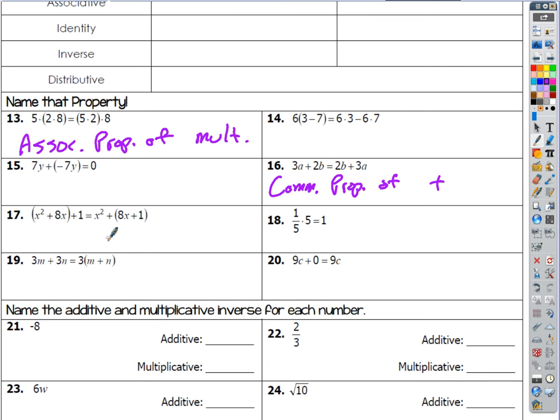How many things am I adding total there? I'm adding 3, aren't I? What am I doing differently? Grouping them differently. I'm associating them differently. So that would be the associative property of addition. Okay, how about 20?